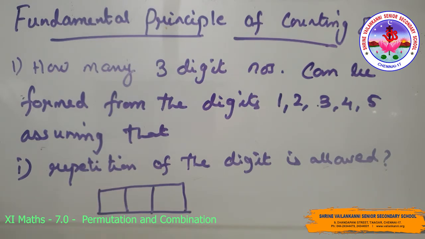There will be as many ways as there are ways of filling 3 vacant places. So it's given 5 digits, 1, 2, 3, 4 and 5. Repetition of digits is allowed. The units place can be filled in any of the given 5 digits, 1, 2, 3, 4, 5. So there are 5 numbers, so it can be filled in 5 different ways.